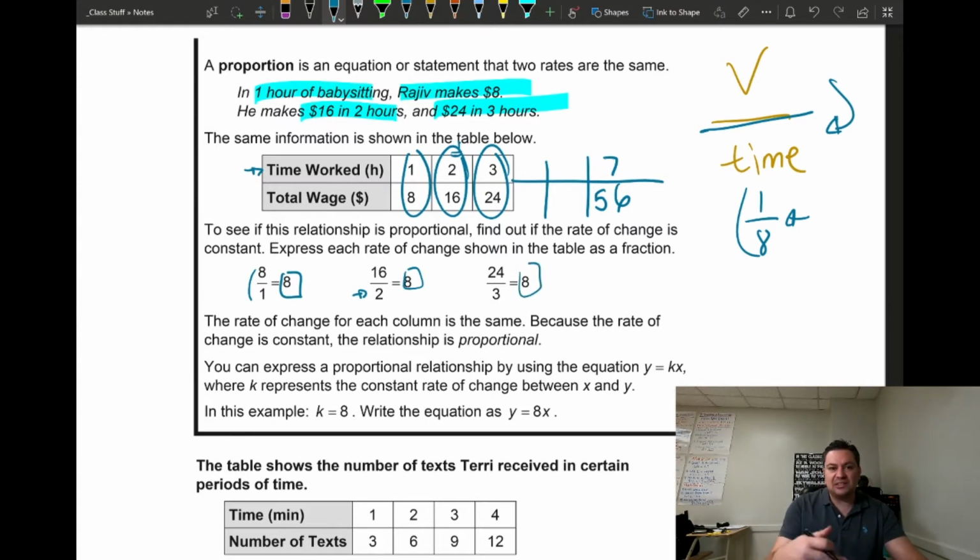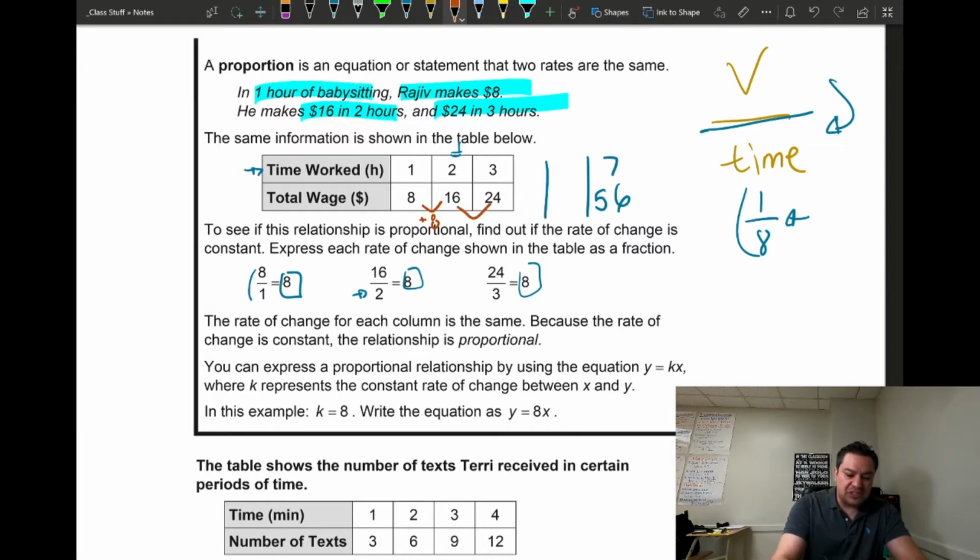So basically, this is the 8 times table. 8 times 1, 8 times 2, 8 times 3, so forth, so on. Now it says the rate of change for each column is the same. What does that mean? That every time it's changing the same amount. So if you see over here, it's changing by 8. You're adding 8. And from the 16 to the 24, you're also adding 8.